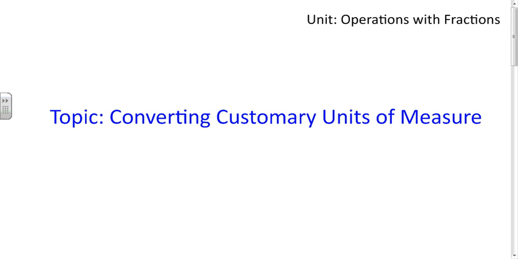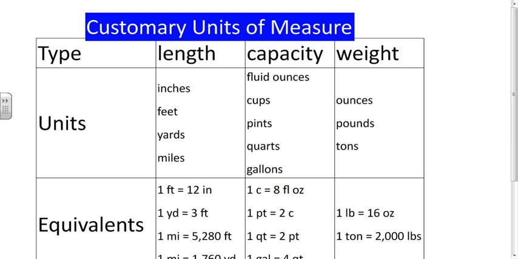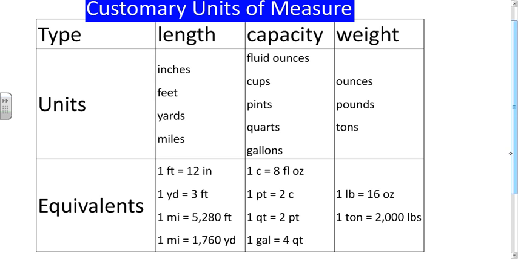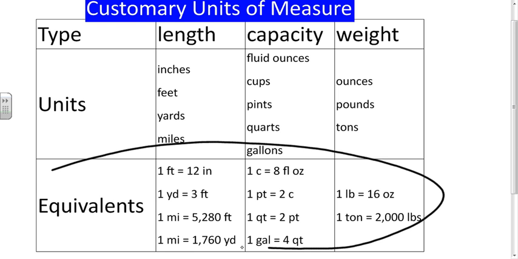In this video, we'll see how to convert with customary units of measure. So here is a very handy conversion chart that you want to have down. Customary units of measure are the units that in the United States we're so used to using, like inches and feet and yards and ounces and cups and pints and pounds and tons and all of these here. You want to make sure that you get all of these down, because these are the ones that you need to know in order to do the conversions.